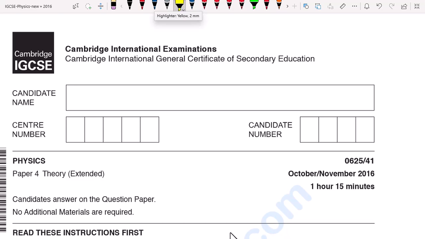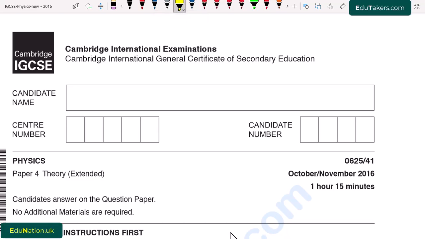Here is Afrasiab. Today we are going to solve Cambridge IGCSE Physics Paper 4 Theory Extended, held in October-November 2016, and the paper code is 0625 with variant 41. So let's start from question number 1.